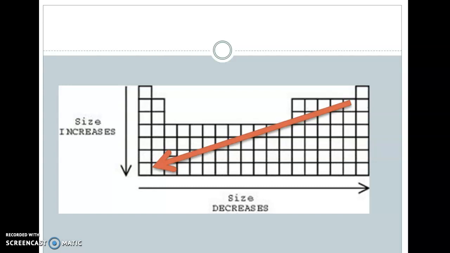If you were comparing elements, you should be able to tell me which ones are larger and which ones are smaller just based on position. The one that is farthest down and farthest to the left would represent the largest atoms. The one that is farthest to the right or highest would represent atoms that are the smallest.